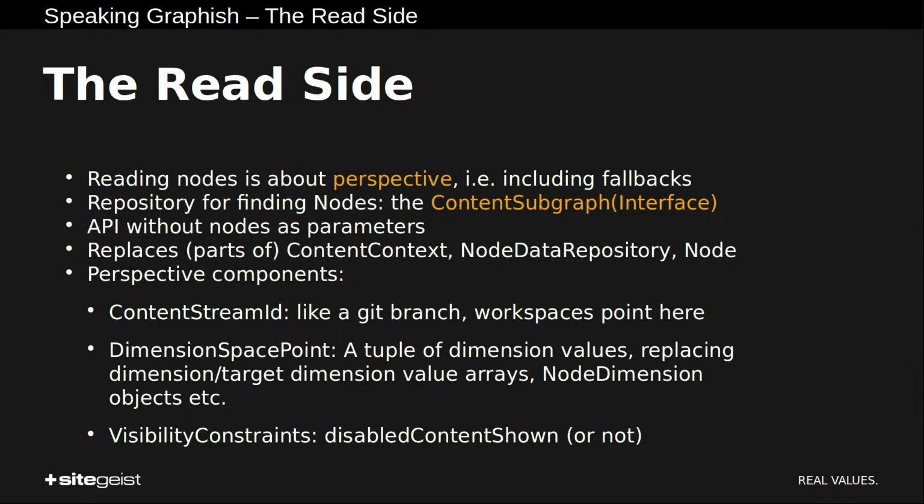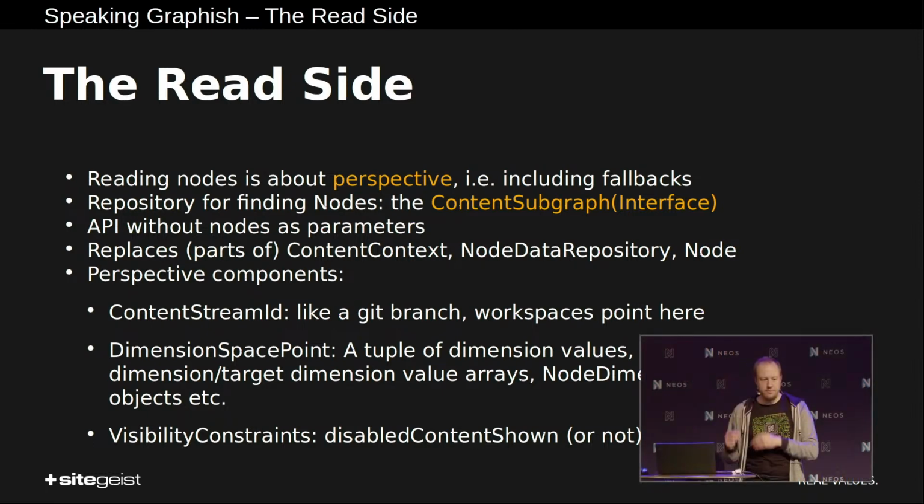The API is without nodes as parameters. That means you only always need identifiers to find something. So you don't have to already have a node to find another node. Then it's basically a replacement for parts of the content context, node data repository, and the old node model. It's basically your repository where you go to.